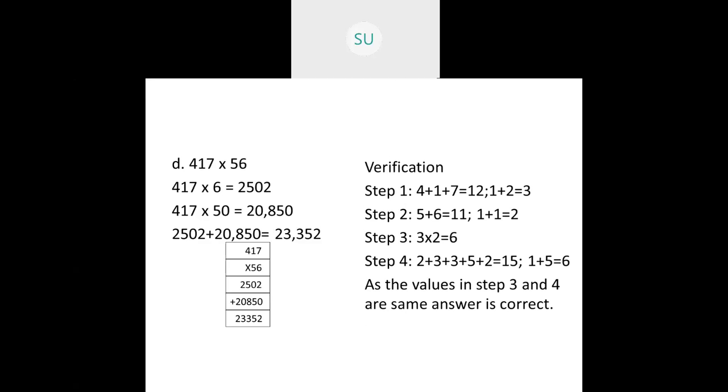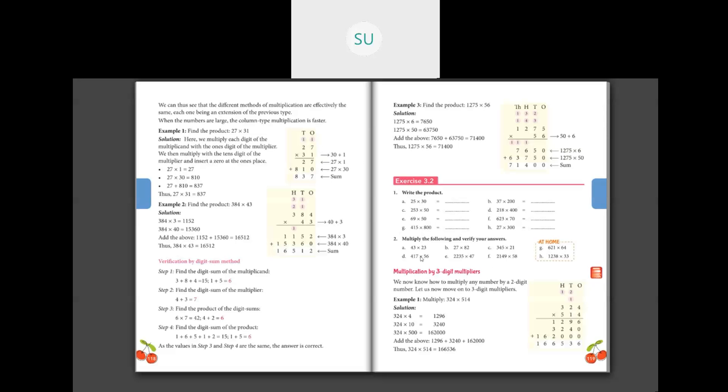So I hope you have understood how to do multiplication and how to do verification. So for your homework, complete these problems in your books. Okay, I'll show you which problems we did just now. The four problems we did just now, and also the remaining problems which are there for your homework. So here we did A, B, C now. The rest of that, you'll have to try to do on your own and get the answers and verify your answers using the digit sum method.